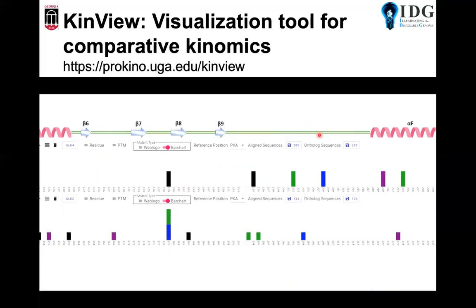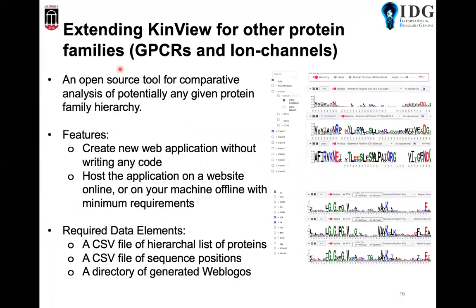So this is a tool that is being beta tested, and it's available for use for the community, and you can download it from this ProKino link that is shown here. Please use this, and if you have any comments or suggestions, feel free to email us or contact us. We've developed this tool in a way that this could be extended to any protein family of interest. In fact, we're working with the IDG consortium to extend these tools for GPCRs and ion channels.